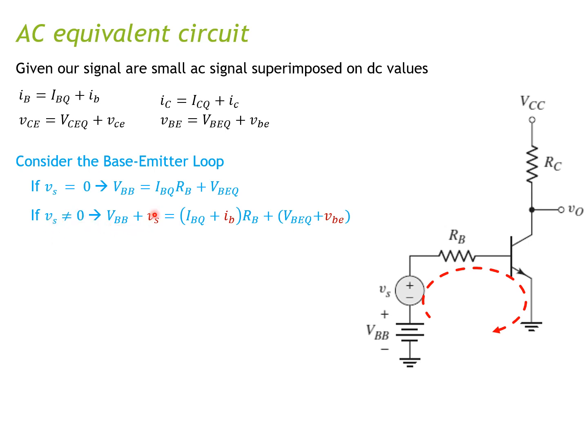Now you're adding a few more terms. On the base, you're adding Vs, which is the signal source. In the base current, you add in the AC term of the base current. So you plug in the whole full term here, and in the VBE terms, you plug in the whole thing here. That includes the DC portion and the AC portion of your signal.